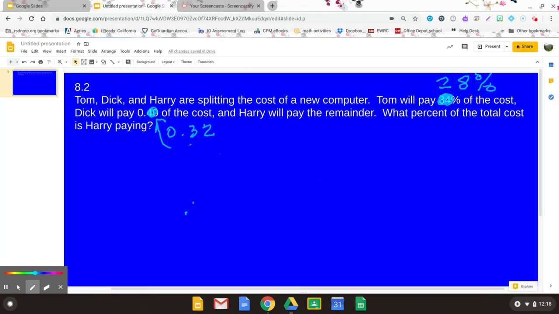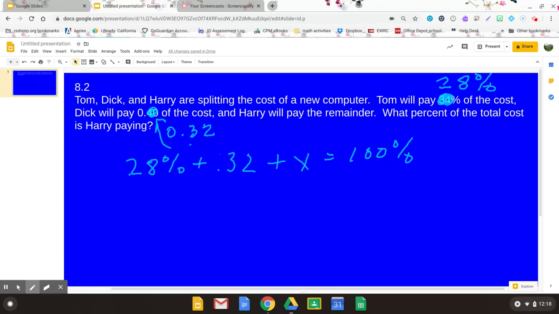Okay, so now in this problem, it's the same story, but the numbers have changed. So Tom will pay 28%, Dick will pay 0.32, and we don't know how much Harry will pay. So we'll write that out as an equation. So we have 28% plus 0.32 plus X equals 100%.